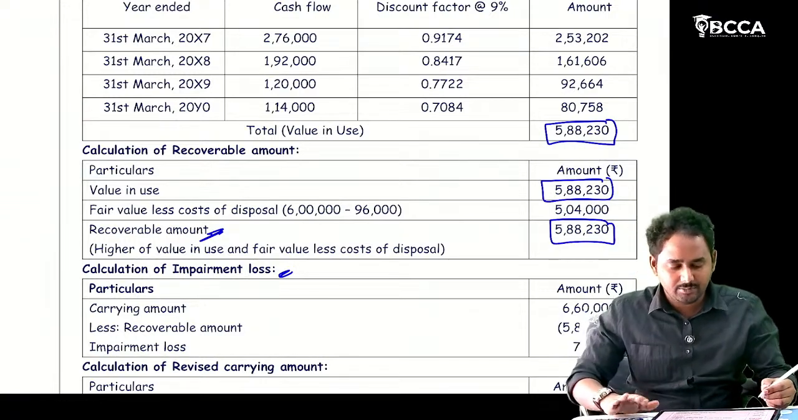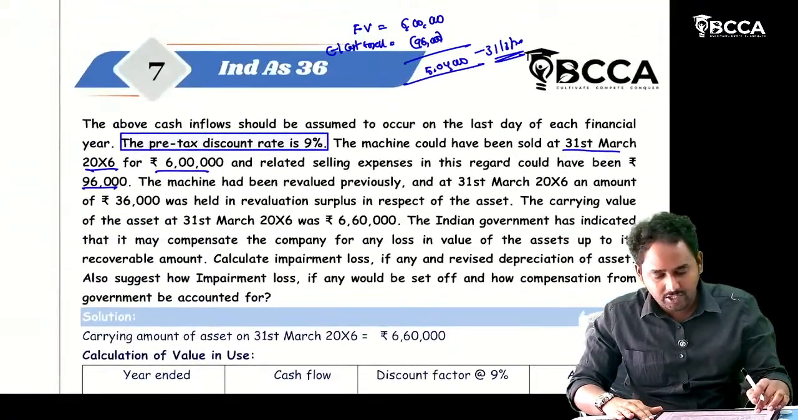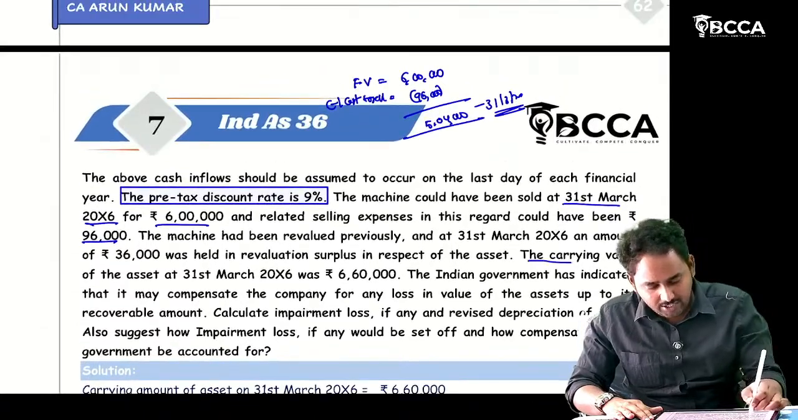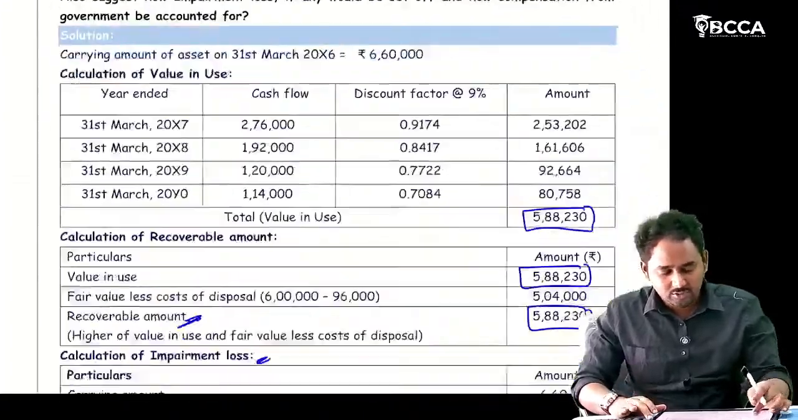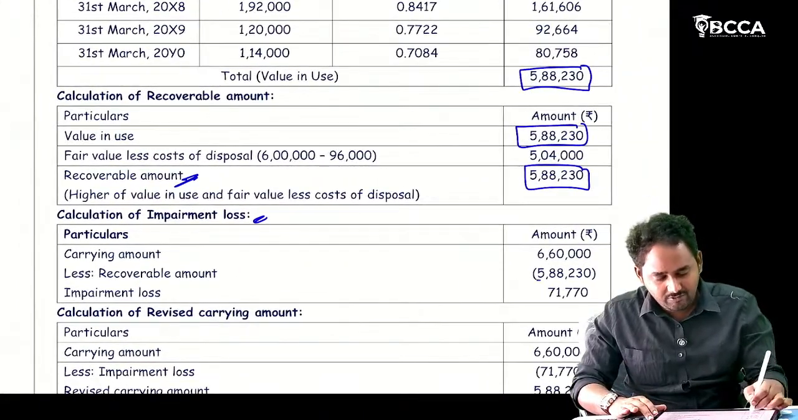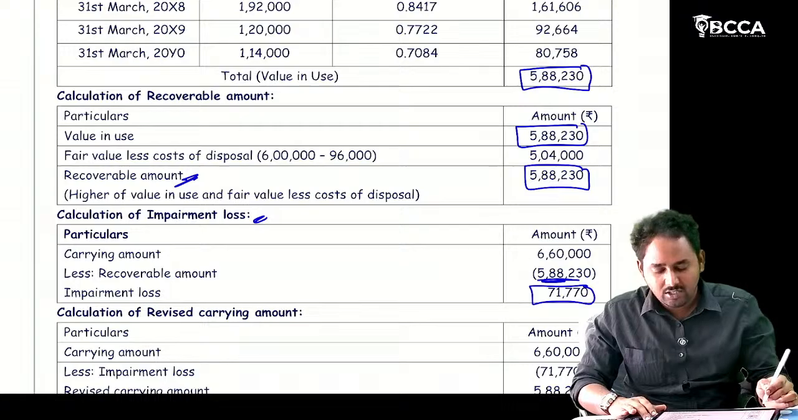Then I need to find out the impairment loss: carrying amount minus recoverable amount. How to find out the carrying amount? The carrying value of the asset as on 31st March is given. So 6,60,000 minus 588,230, then we get the impairment loss.